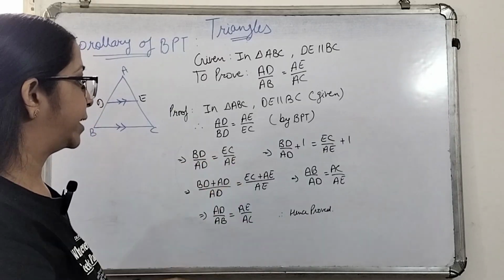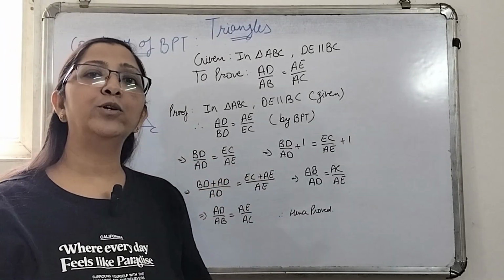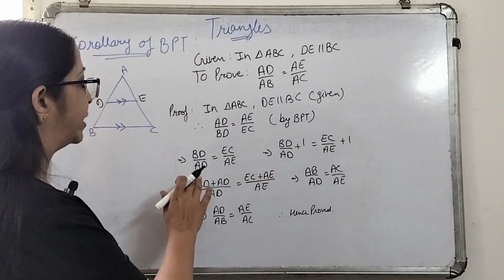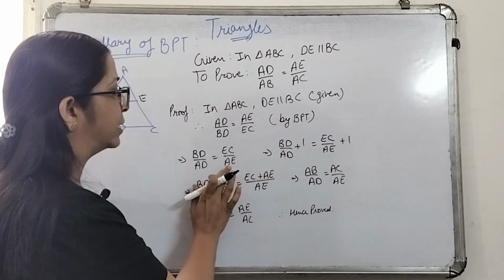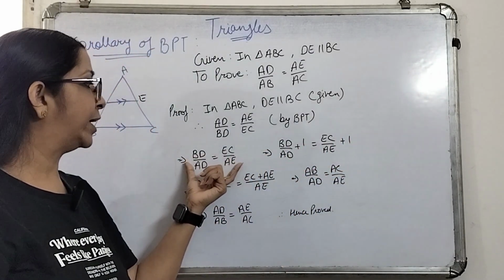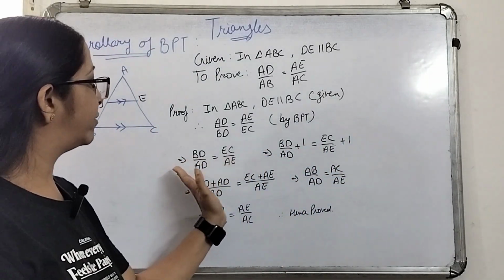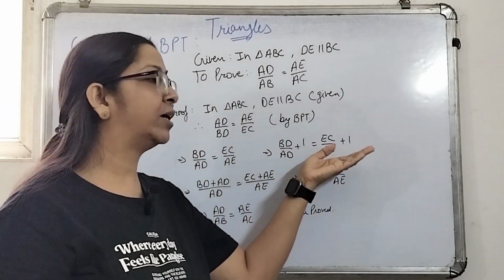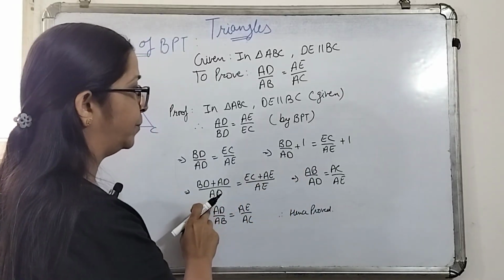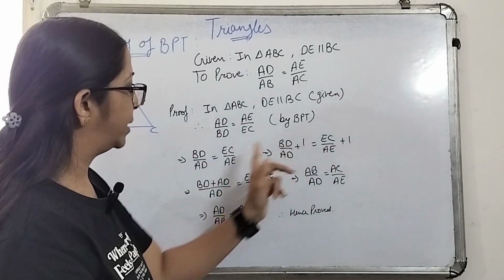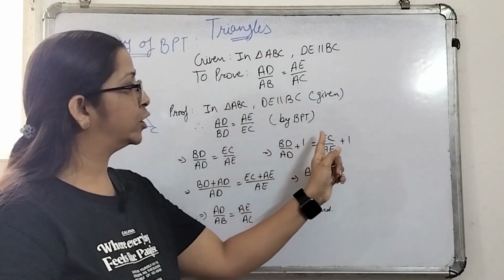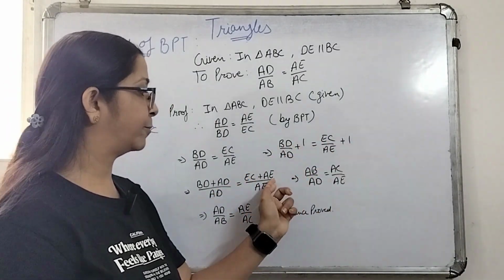Now if this is the case, if in the LHS and RHS we add the same number, we can do that. Its value won't change. So we have added 1 in both the LHS and the RHS. It won't make any change in the value of this equation. Now if we solve it, AD will be the denominator and the numerator will be BD plus AD. In the right hand side, AE will be the denominator and the numerator will be EC plus AE.